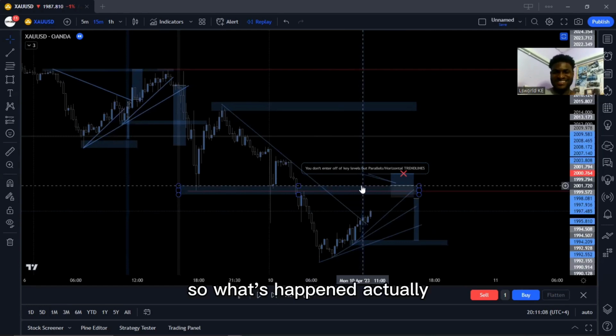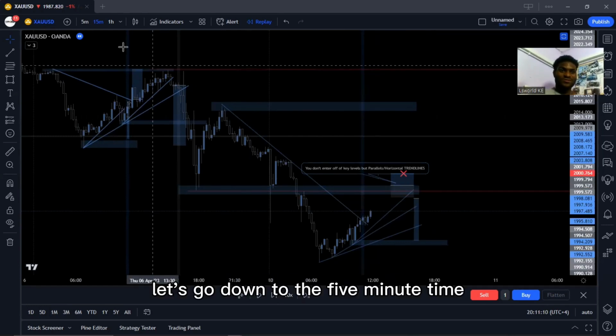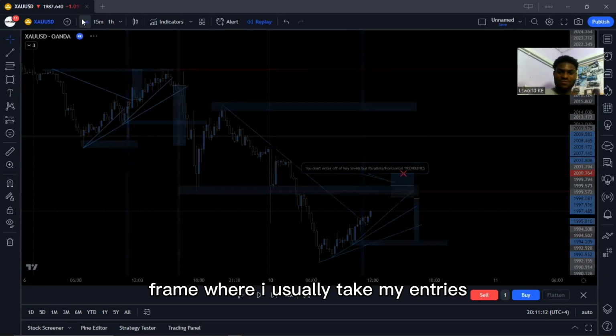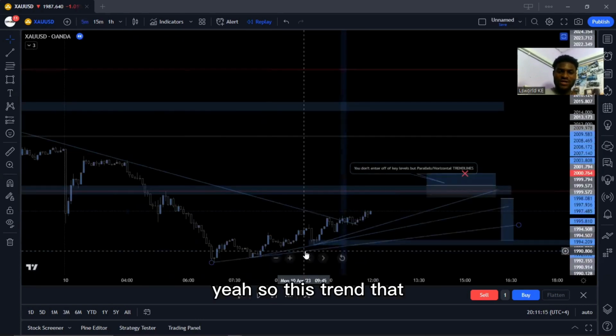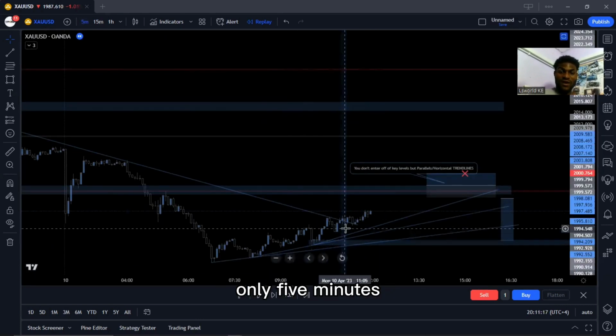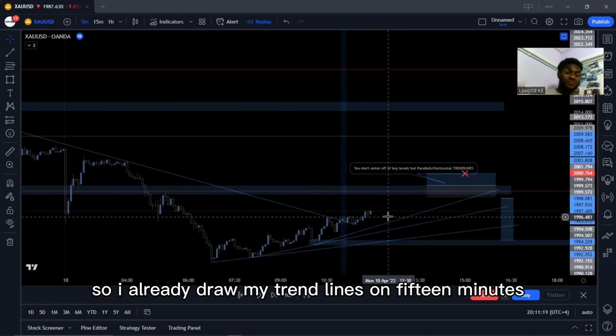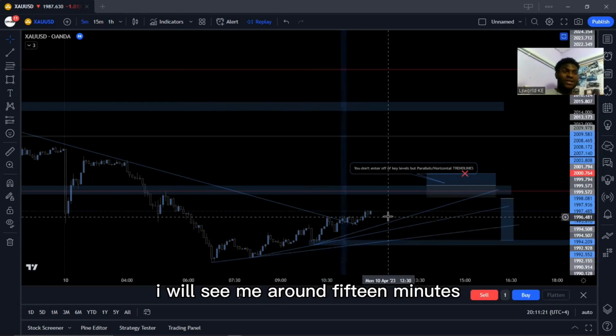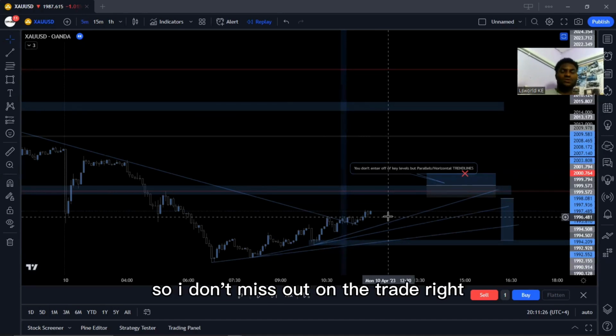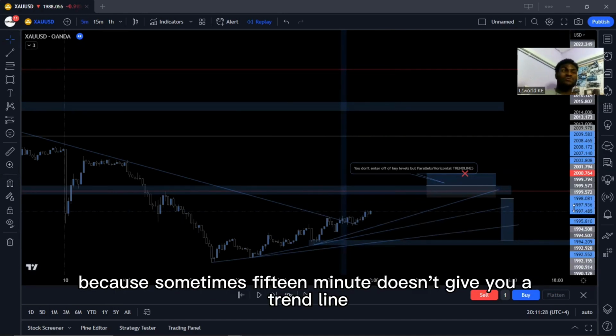Let's go down to the 5-minute time frame where I usually take my entries. These trend lines that you see over here, I got on the 5 minutes. I usually draw my trend lines on the 15 minutes, but if I don't see any trend line on the 15 minutes, I draw a trend line if I see any on the 5 minutes, so I don't miss out on a new trade, because sometimes 15 minutes doesn't give you a trend line.